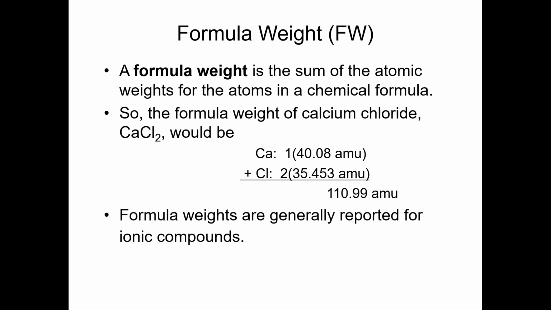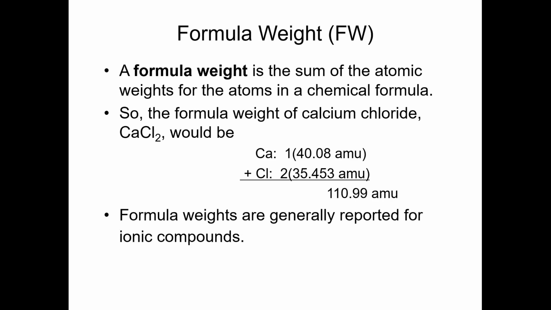Technically, we use the term formula weight or formula mass to refer to an ionic compound, because ionic compounds are not molecules. And so what we're doing is determining the weight or mass of one formula unit of that compound. Before we get on to molecular weights, let me just talk about a more complex example. That was just calcium chloride, where the formula unit consists of 2 elements and a total of 3 atoms.